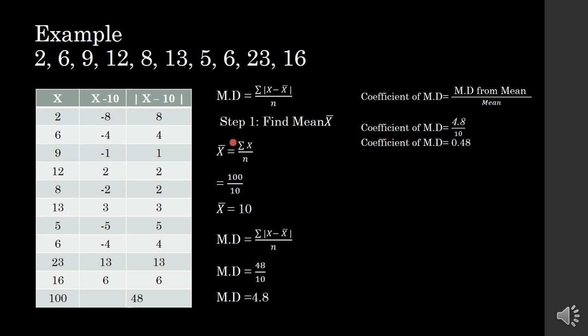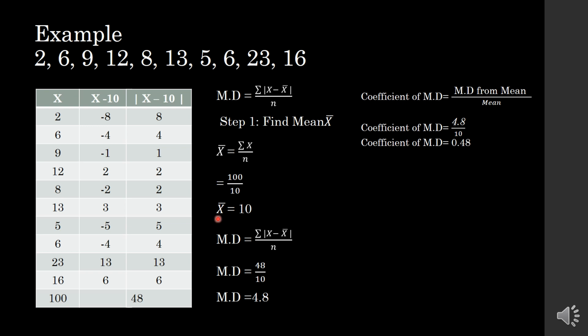The formula of mean is summation x divided by n. We just put it here: the summation x means the sum of all the values of x, divided by the total number of observations, that is, how many values we have in our data set. From this we find out the mean, which is x bar.